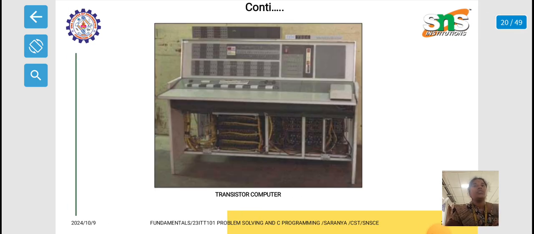The main features of second generation are the use of transistors, more reliable in comparison to first generation computers, smaller size as compared to first generation computers, generated less heat, consumed less electricity, faster than the first generation computers, still very costly, AC required, supported machine and assembly languages.